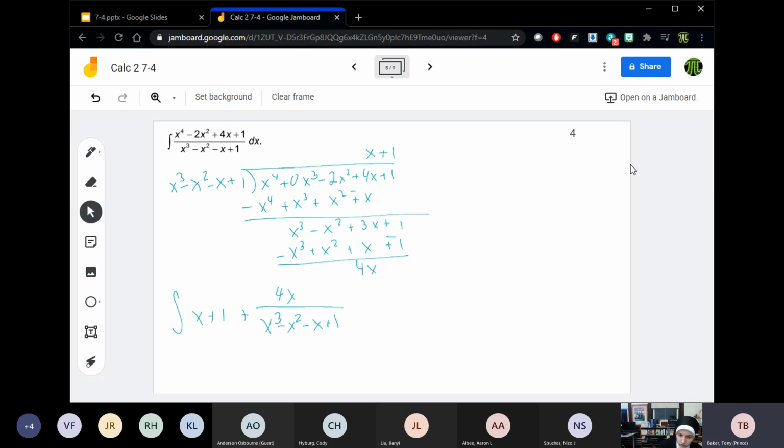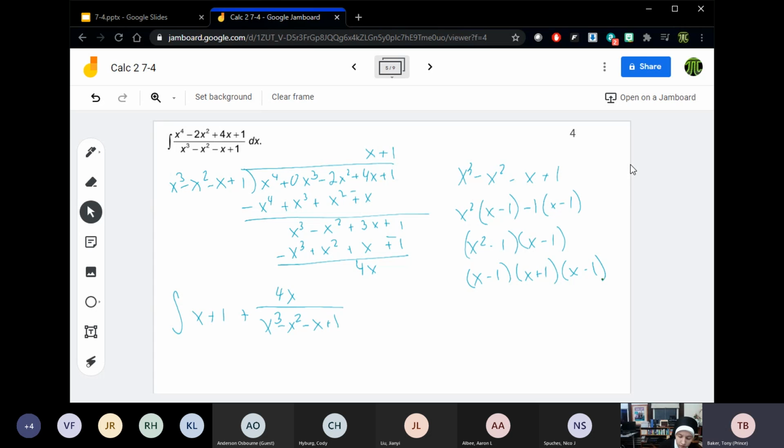All right, the next step we want to do is factor the denominator. So x to the third minus x squared minus x plus 1. This one's one of those easy ones you can factor by grouping. So I have x squared out of the first one, which gives me x minus 1. I'm going to take out minus 1 out of the second one, and I'm left with x minus 1. So I have x squared minus 1, x minus 1. The x squared minus 1 becomes x minus 1, x plus 1.